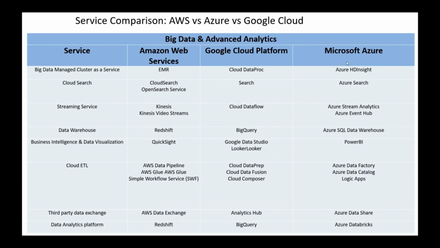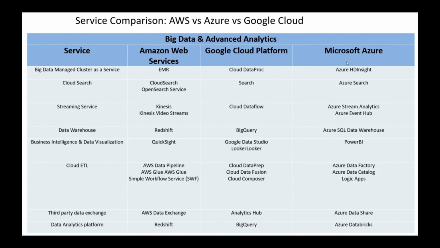For cloud ETL, in AWS you could look into Glue, Data Pipeline, and Simple Workflow. For GCP, you could look into Dataprep, Data Fusion, Composer. For Azure, it is Data Factory, right? ADF is what we popularly call it, along with data cataloging, and Logic Apps for workflow.